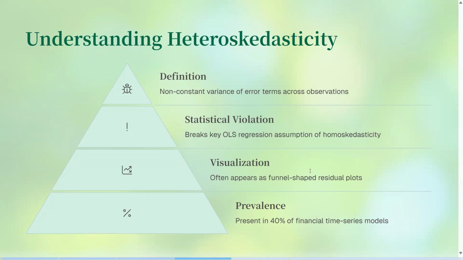Imagine you're predicting spending based on income. Lower income predictions are super tight, but higher ones are all over the place. That's heteroskedasticity in action. And it's not rare either. It shows up in 40% of financial time series models.